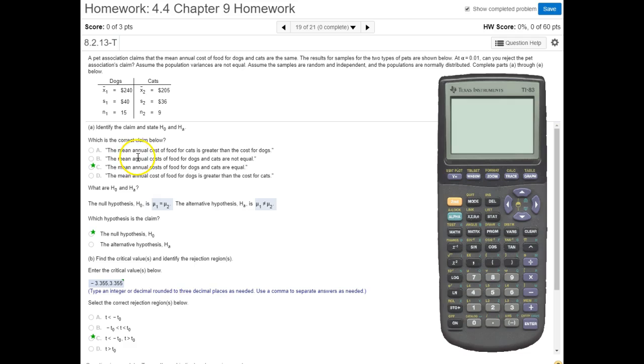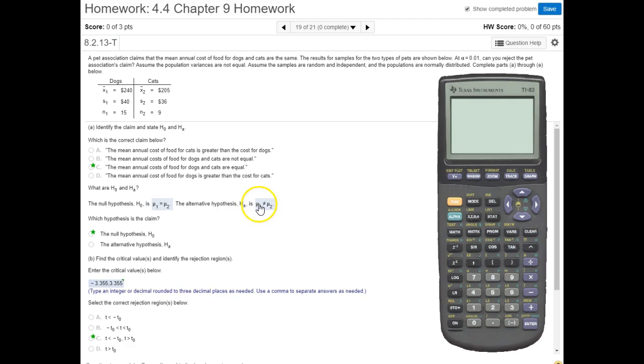Let's see here. What is the correct claim below? Well, that they're the same, that they're equal. Okay, so it tells us that in that first sentence. And also it tells us that it's a two-tail test because they're saying that they're the same. It's not saying that they're less than or greater than.